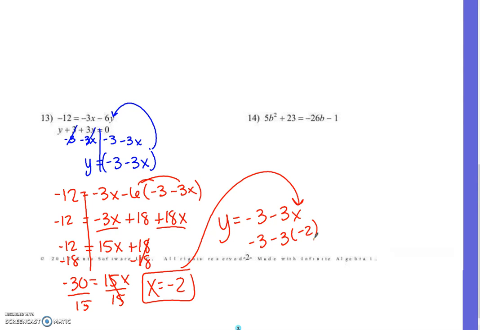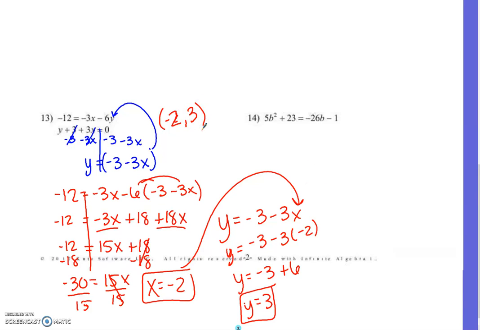So you can put the whole thing in your calculator if you want to, or just use PEMDAS. Do I subtract first or multiply? You multiply, and negative 3 times negative 2 is a positive 6. By the way, all these are y equals if you need to write that. And negative 3 plus 6 is a positive 3. Perfect. So you can give me that as your answer, or technically, a more proper way to do that would be negative 2, 3 as a system.